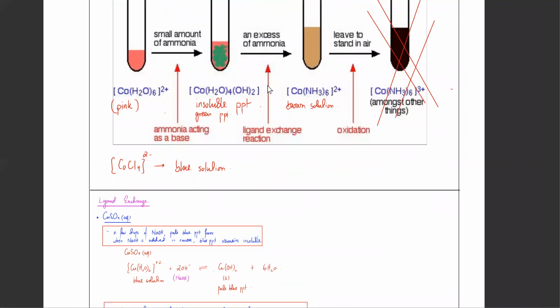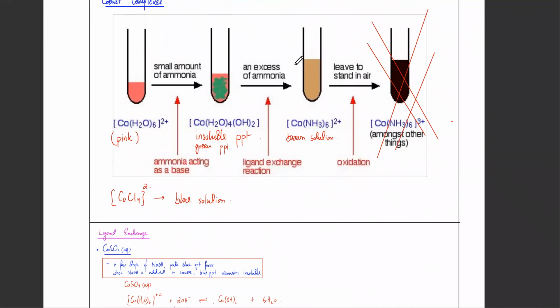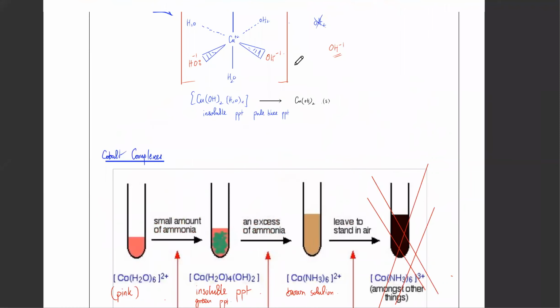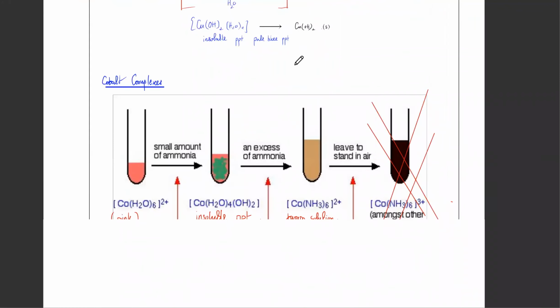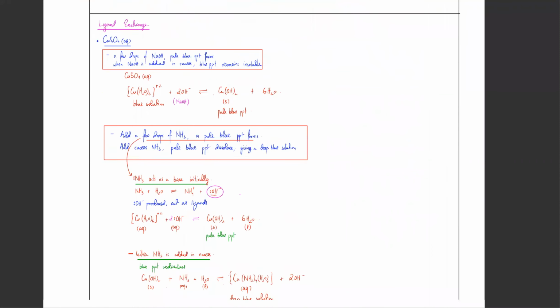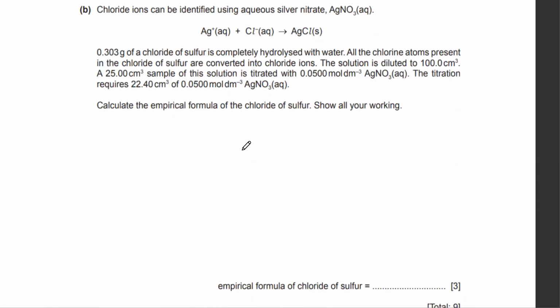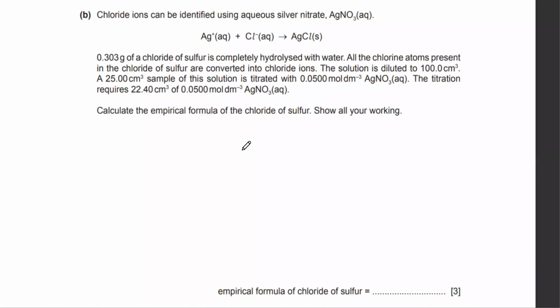It's always the same. It's either cobalt ligand exchange or copper ligand exchange, and they're exactly kind of the same. Is that clear? Yes. Plus, you also have to remember the equations of these ligand exchange reactions. The equations are given below. You have to remember all of this. Now, this one is a moles question, so we can skip that.